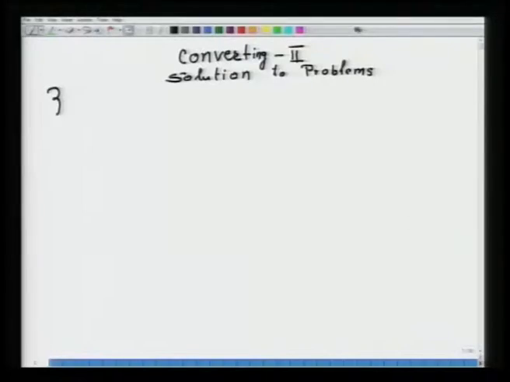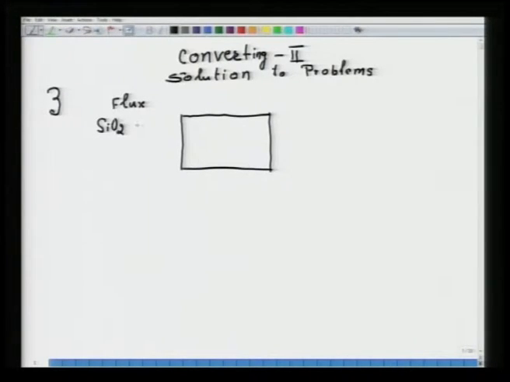So, let me solve now problem number 3. As usual, I make a block diagram. Say here it is given flux, that is SiO2 75%, FeS2 5% and Cu2S is 2%.